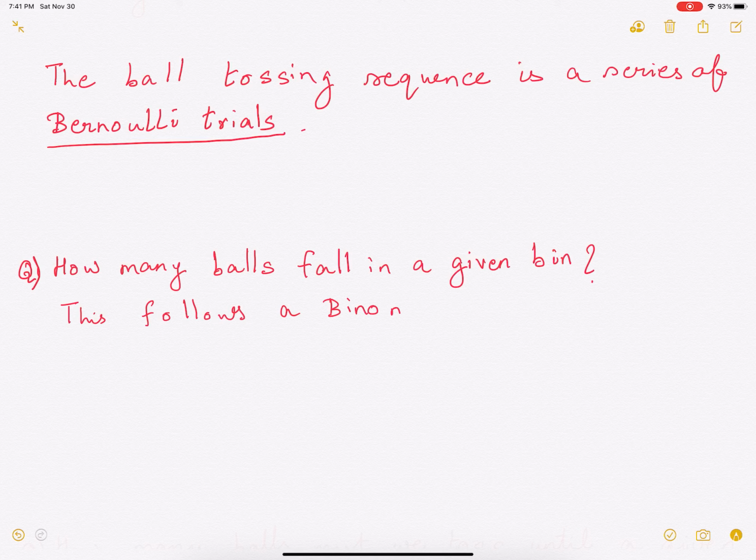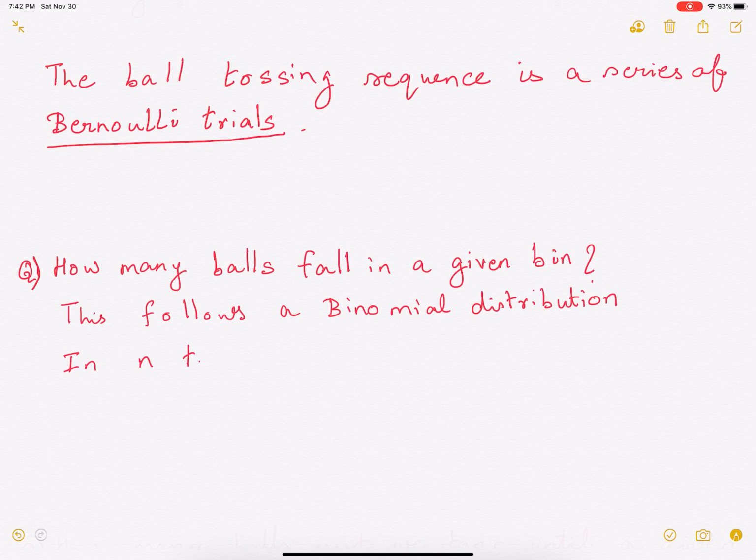How is that? This is because each throw of a ball is a Bernoulli trial, and say you are tossing n such balls, and you're interested in finding the probability of k balls landing in a particular bin. Okay, so this is n tosses, and the distribution of k balls is what we are interested in landing in a particular bin. So how do we go about writing that?